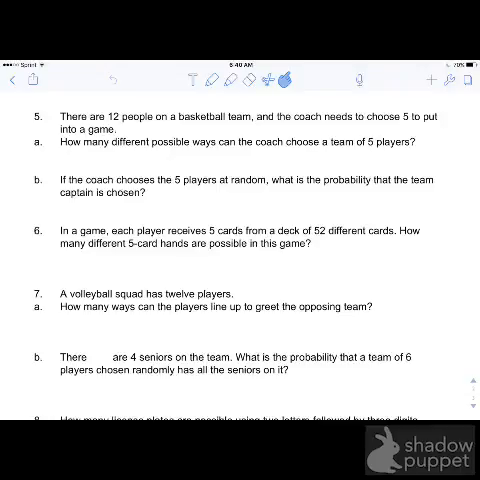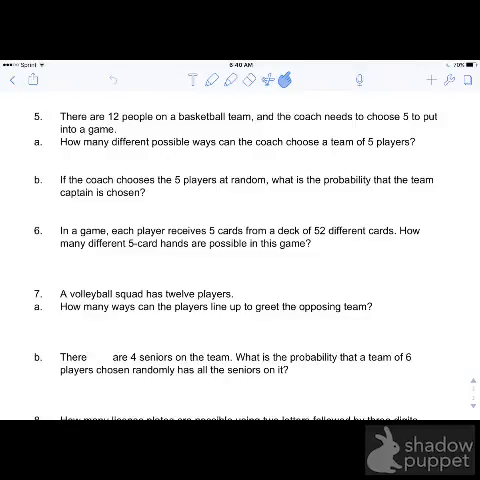So this question is from Review A. This is question 5, parts A and B, that we're going to look at. So let's read question 5. It says, there are 12 people on the basketball team and the coach needs to choose 5 to put in the game. Now question A says, how many different possible ways can the coach choose a team of 5 players?